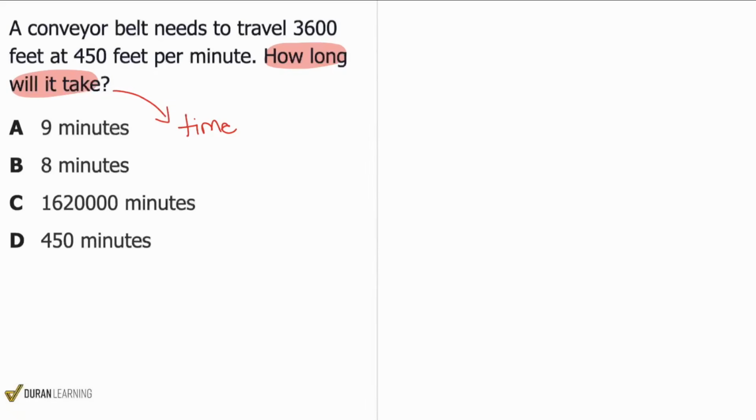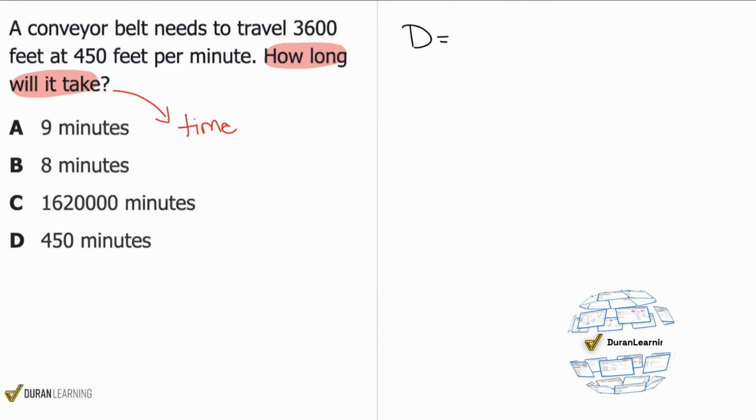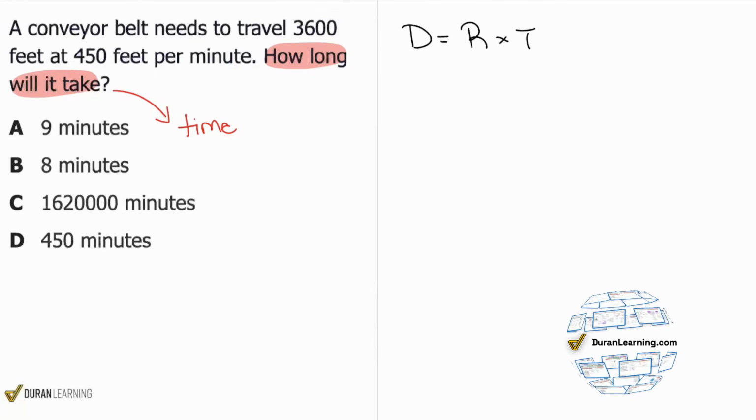And when we take a look at the information that we're dealt here, everybody, we see that a conveyor belt needs to travel 3,600 feet at 450 feet per minute. So everyone, we're given a distance, we're given the rate, and we are looking for time. So this is a classic distance equals rate times time problem. Now from here, let's plug in the values that we have and let's see what we can do. Because it sounds like we have everything we need.